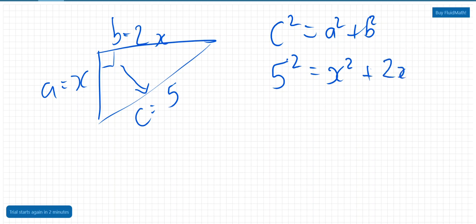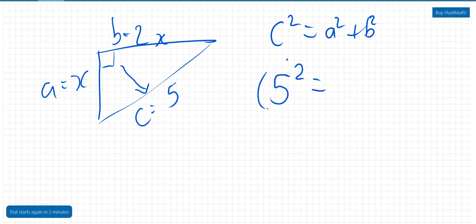Now, this is where you have to be careful. If you just went 2x squared like that, you've actually made a mistake. And if you remember in class, I did say we must substitute with brackets. So we'll do that one again. So 5 squared is equal to, so technically I can put brackets around here.